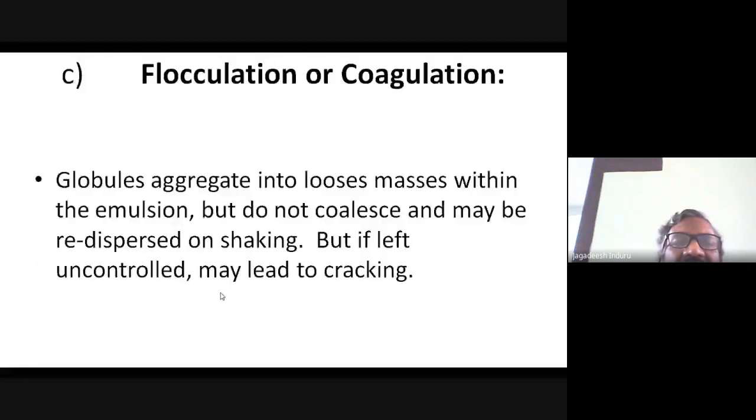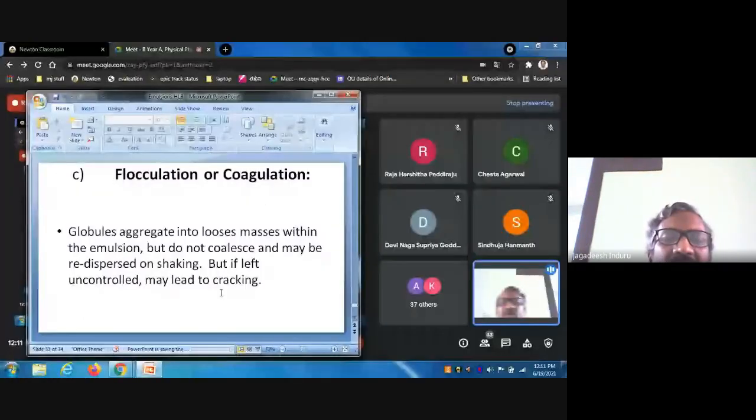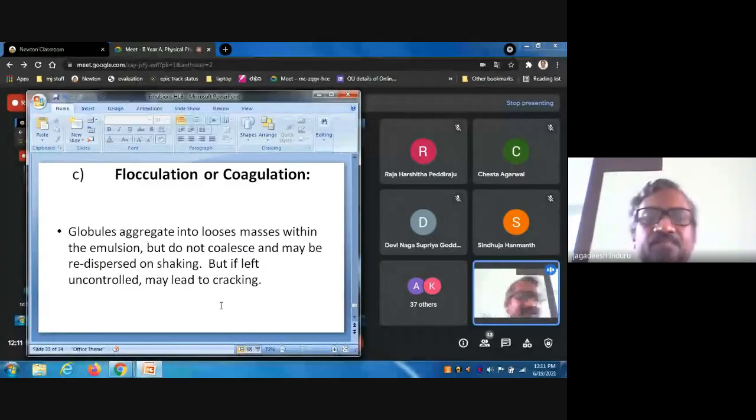The third phenomenon of stability problems is flocculation and coagulation, which you already know. Globules aggregate into masses in the emulsion but do not coalesce, and may be redispersed on shaking. If left uncontrolled, they may cause cracking. So we need to take this into account also.